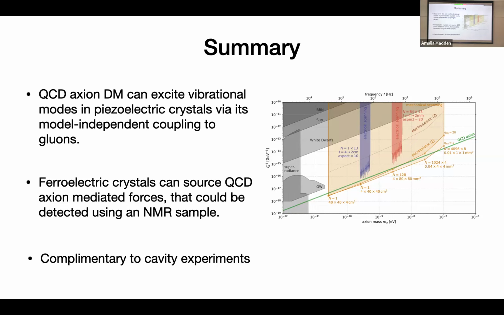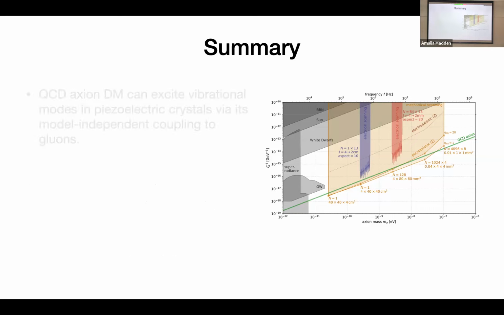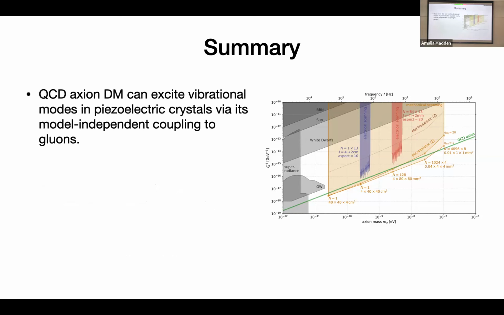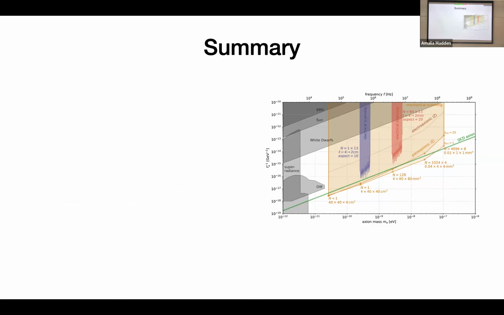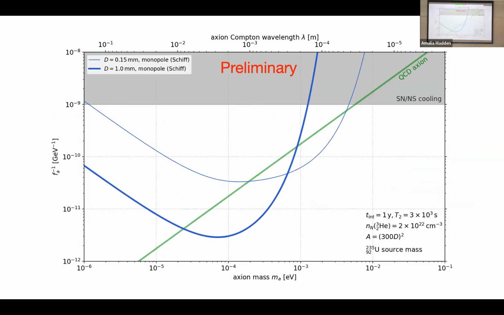What sets the 10 to the minus 5 for the ferroelectric one? It's basically the scale of the experiment you can build. If I go back, you see, as you decrease the axion mass, your experiment gets bigger. At some point, you have to stop. So that's just 1 millimeter. Sorry, it's a 300.